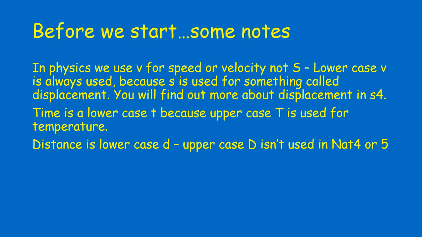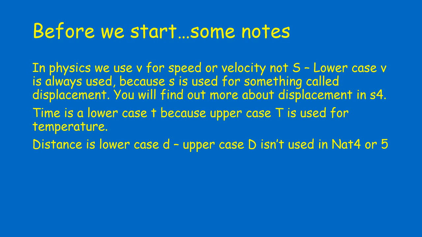So to help us get started then, just to make sure you understand, in physics we use a lowercase v for speed, or velocity in fact. We don't use capital S, always a lowercase v. The reason for that is because S is used for something called displacement, and you're going to find out more about that in S4. Similar with time, we always use a lowercase t.